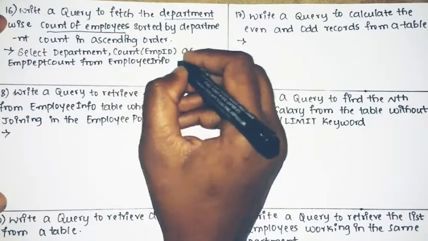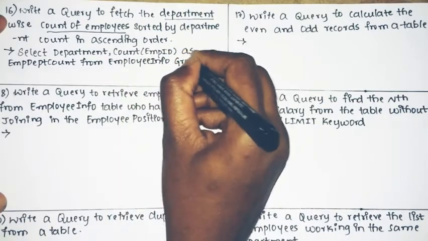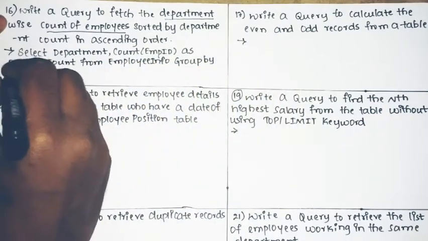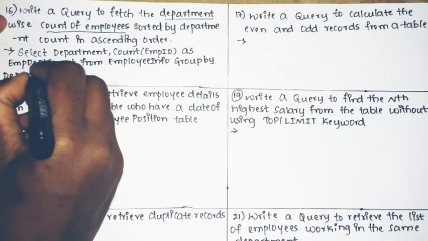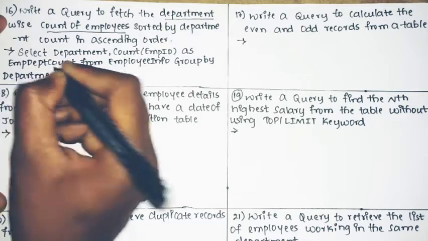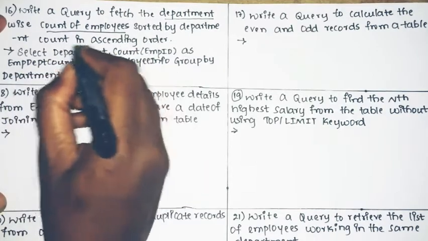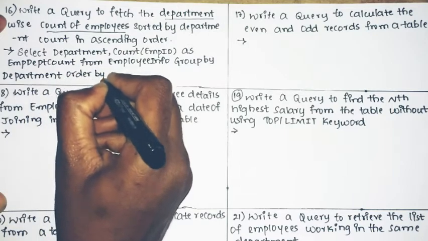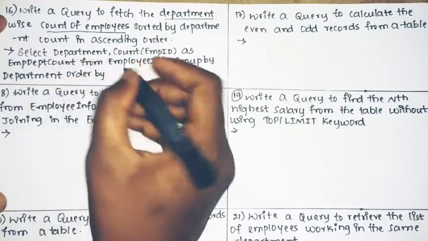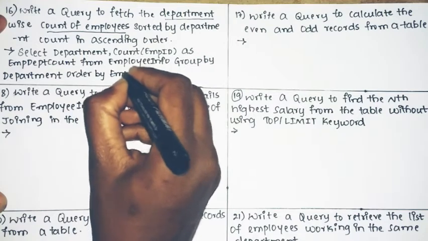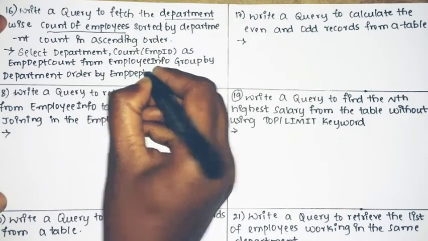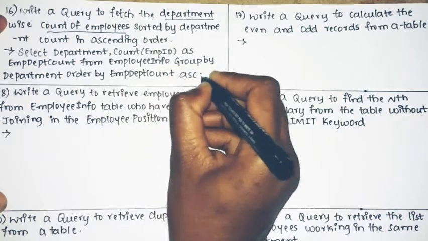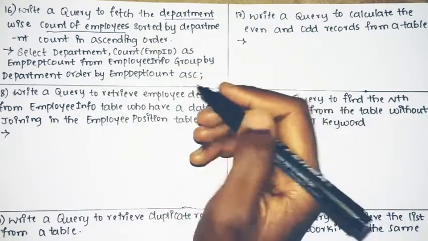Then after that you need to group by. So you need to group it with department, so group by department. Then after that you need to order the count in the ascending order. So order by, what is the count we have considered? Employee department count. So order by employee department count in the ascending order. So this is the query for this question.